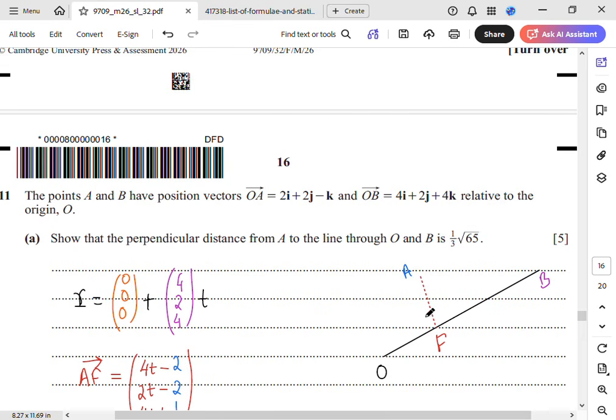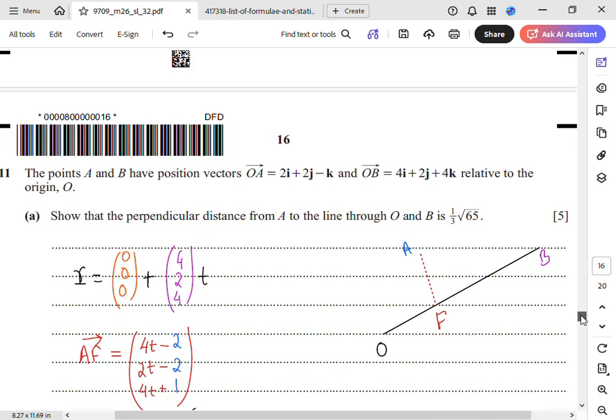So let's find the equation of this line, right? The equation of this line would need a passing point. So it passes through O. So I've taken O as my passing point, and the direction would be OB, right? Which is 4, 2, 4, right? This is your equation. Now, since F is on this line, I could say that F is equal to the same thing, right? For a certain value of t, which we do not know yet.